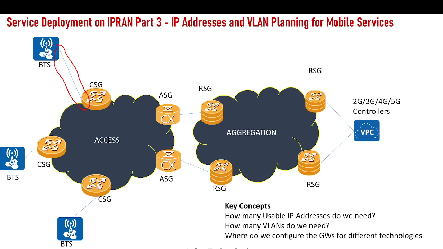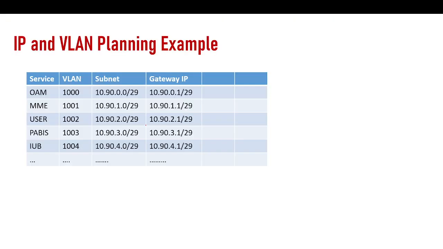So in our next slide, we'll see an example of IP and VLAN planning. So you can see that we have the services. First you need to classify your services, know which VRFs you will be having on your network and which service will be in which VRF. So we have O&M, we have MME, we have user, we have purpose, we have IUB. Sometimes you may have multiple basebands, so you will end up having O&M 1, O&M 2, O&M 3. You can also have multiple basebands for maybe 2G or 3G, so you end up having IUB1, IUB2.